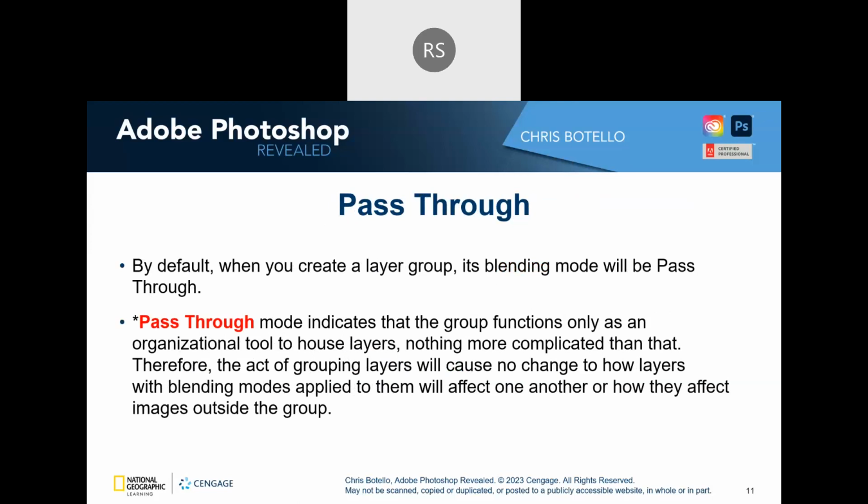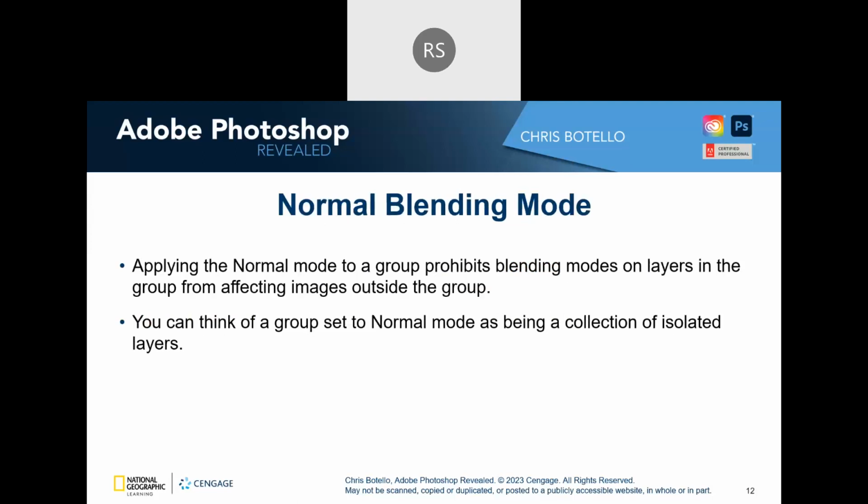Now, by default, when you create a layers group, the blending mode is going to be set to pass through. This mode indicates that the group functions only as an organization tool to house the layers, and it's not anything more complicated than that. So the act of grouping layers will cause no changes to how layers with blending modes applied to them will affect one another or how they affect images outside of the group.